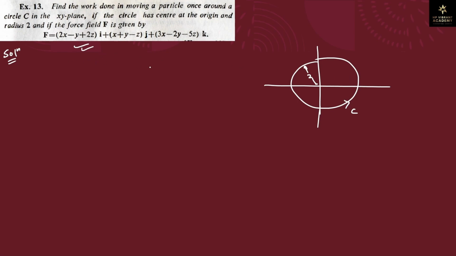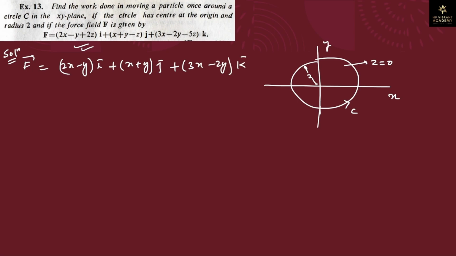Since this is the xy plane, we have z equal to 0. So the expression for F is (2x − y) i cap + (x + y) j cap + (3x − 2y) k cap, where the z term becomes 0. The work done is F dot dr along the curve C, which we can write as F dot dr/dt into dt.